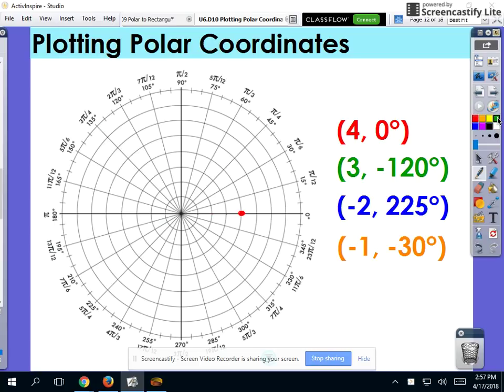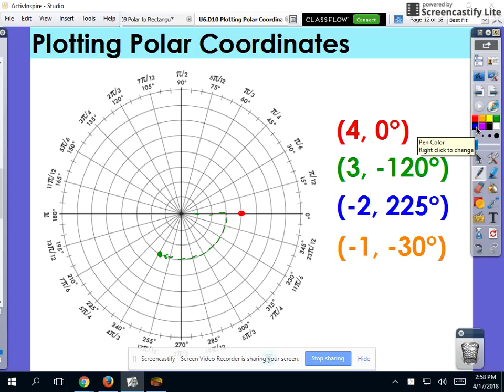Let's try (3, negative 120). If I go out 3, 1, 2, 3, and then I go negative 120, well, that's in the clockwise direction. Negative 120 brings us all the way here. It's the same as 240. So again, we went out here, and then we went down here to get to that point.